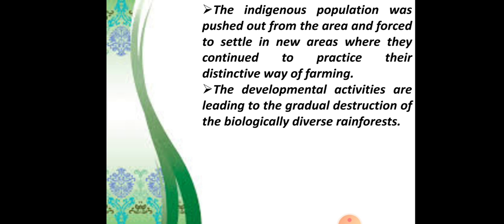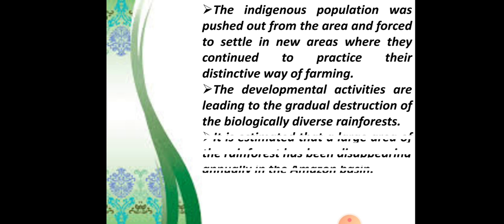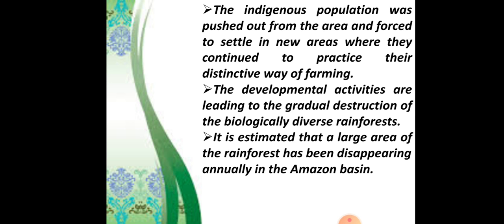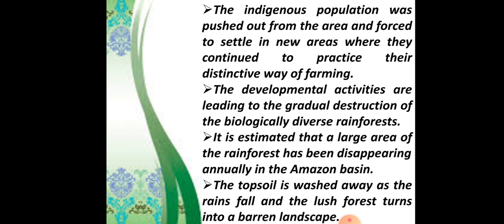The developmental activities are leading to the gradual destruction of the biologically diverse rainforest. It is estimated that a large area of the rainforest has been disappearing annually in the Amazon basin. The topsoil is washed away by the rainfall and the lush forest turns into a barren land.